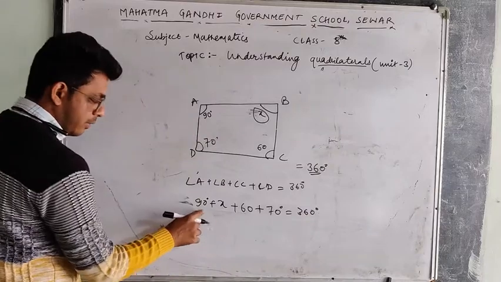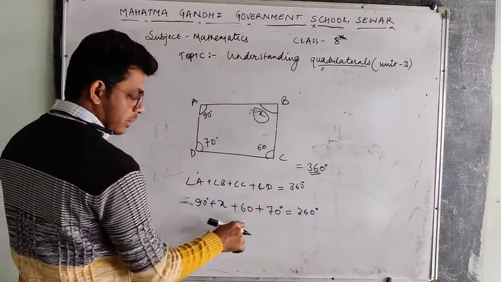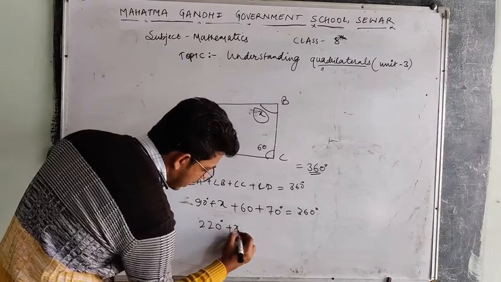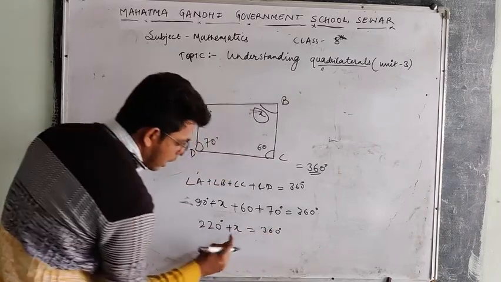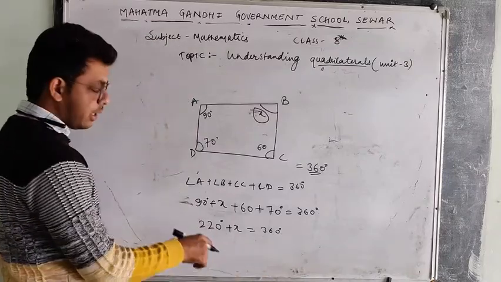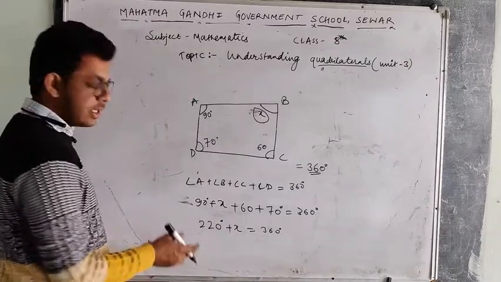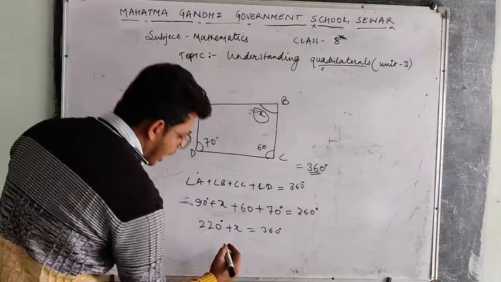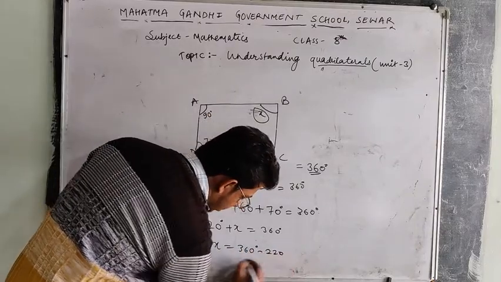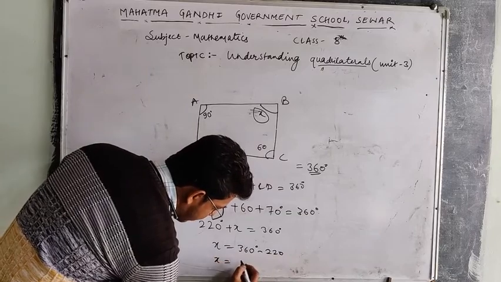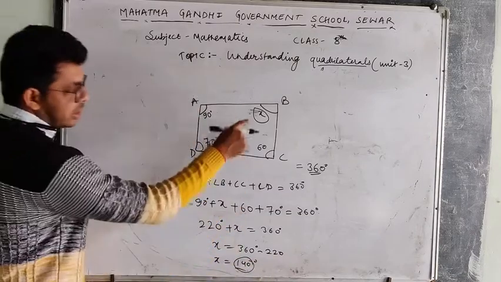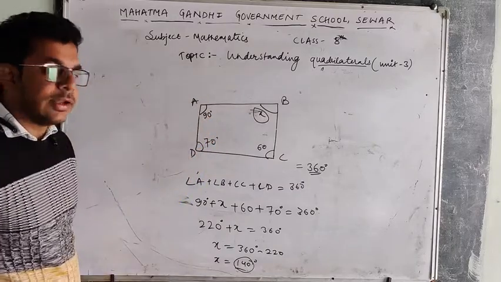Now we will add them. 130 and 90 equal 220, plus x equals 360. Now if we transfer this 220 to this side, what will happen? The sign will change and convert into a negative. So x equals 360 minus 220. So x will be 140. So this is the way to calculate an interior angle.